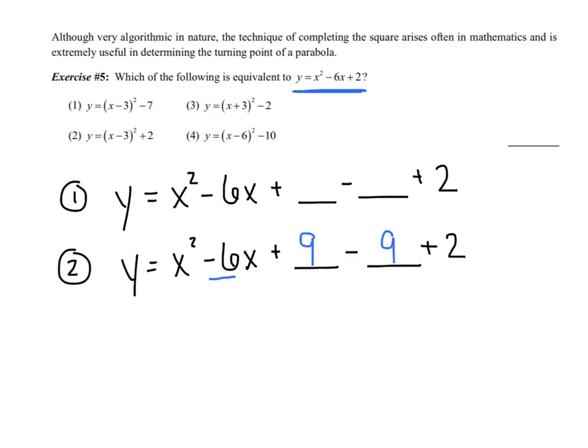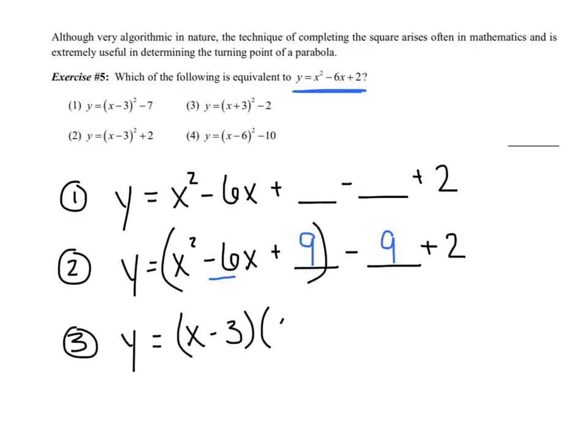Essentially, I'm adding 0 by the time I combine those two blue numbers. Step number 3, I'm going to factor the first 3 terms now. So I've got y equals (x minus 3) times the quantity (x minus 3). Good news is they're identical, so that's a good thing. And then I'm going to combine these last two terms right here into negative 7.